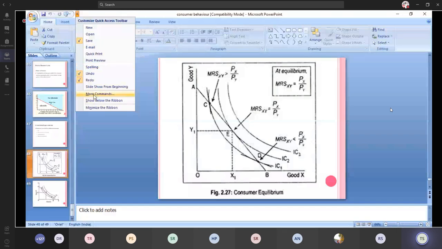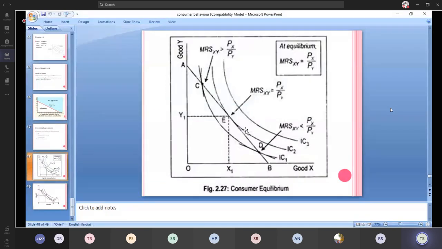So in this diagram, we have an indifference map which contains 3 indifference curves, named IC1, IC2 and IC3. And we also have a budget line, which is AB. Out of these 3 indifference curves and the budget line, these two cut each other or are tangent at 3 points in this diagram.